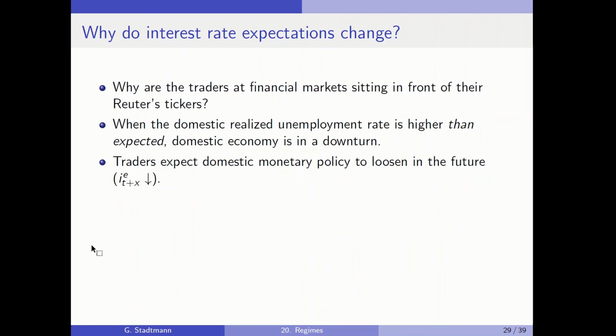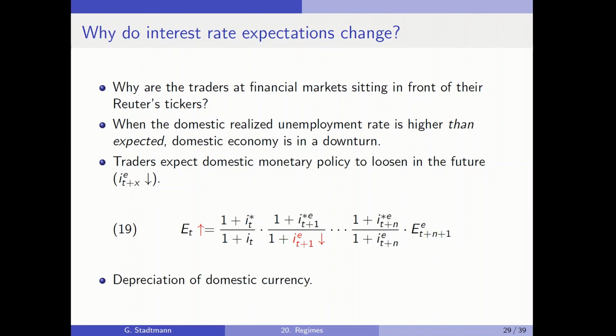Well, I can give a second example. What happens if the domestic realized unemployment rate is higher than the expected one? Then the domestic economy is in a downturn. Traders expect domestic monetary policy to loosen in the future, so they expect that in the future the interest rate will decrease. When the domestic interest rate decreases, the right-hand side of this equation increases. So this also leads to an increase of the exchange rate, which is a depreciation of the domestic currency.